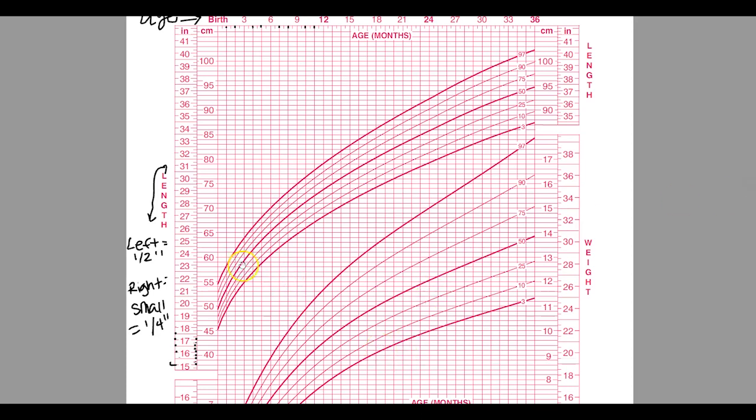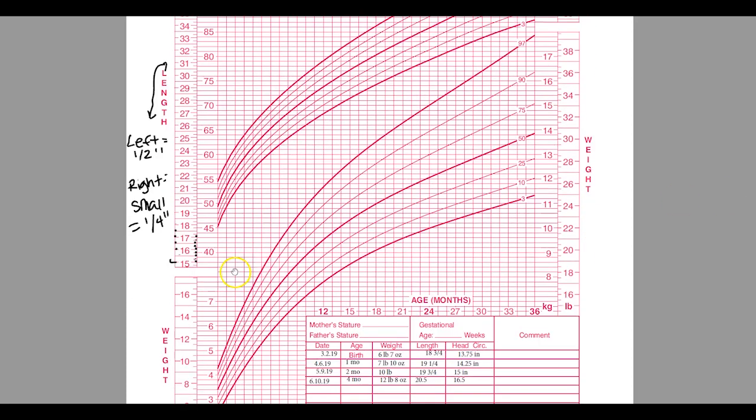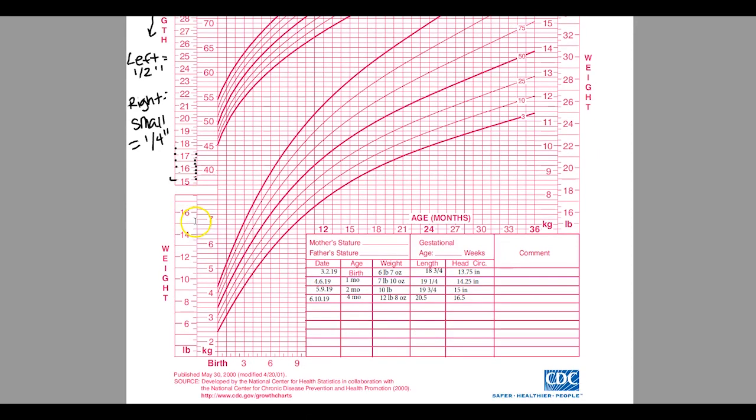Now, so that's kind of how the length works. Now, if we go down here a little bit further, we have weight. And for the weight, it works kind of the same way. On the left-hand side of this weight column here, we have whole pound increments. So if we're starting here at 6, this would be 6, 7, 8, 9, 10, and so on.